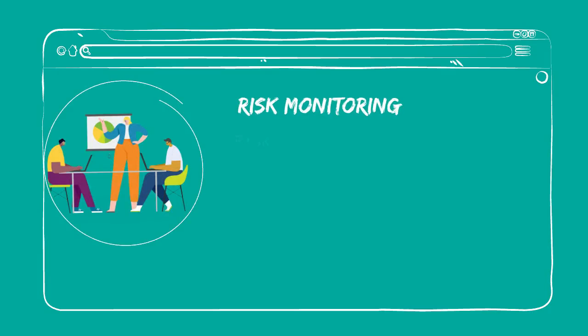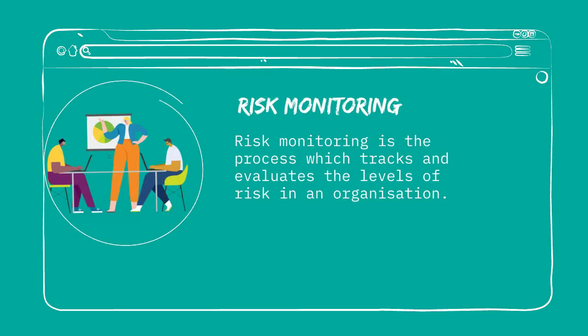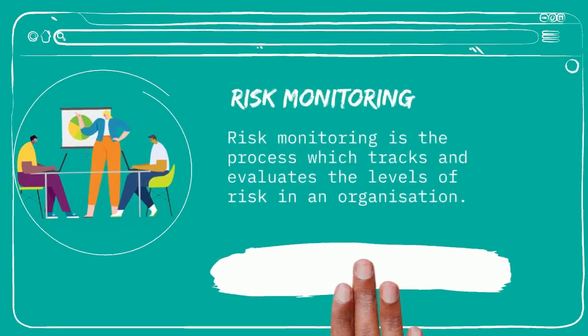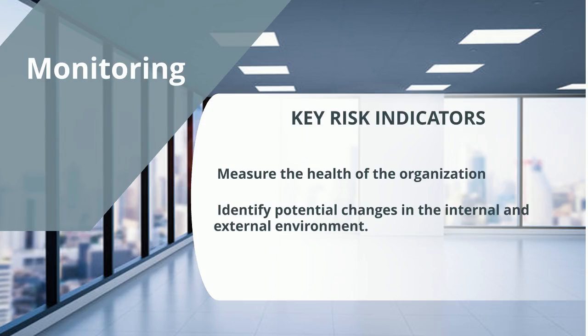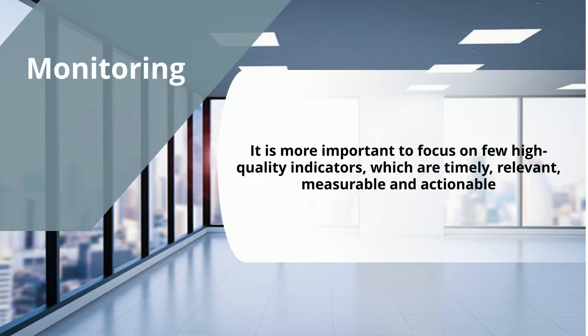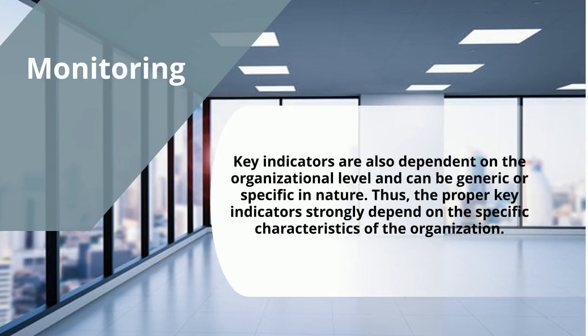Risk monitoring is a process which tracks and evaluates the levels of risk in an organization. Key risk indicators (KRIs) are an effective means to measure the health of the organization and to identify potential changes in the internal and external environment. They also provide indication towards emerging risk. It is more important to focus on a few high-quality indicators which are timely, relevant, measurable, and actionable. Key indicators are also dependent on the organizational level and can be generic or specific in nature. Thus, the proper key indicators strongly depend on the specific characteristics of the organization.